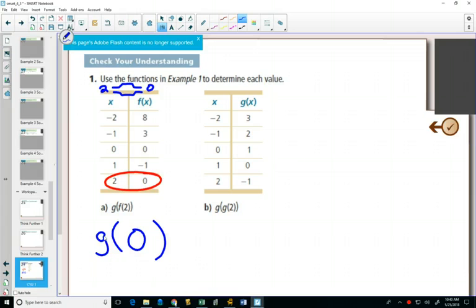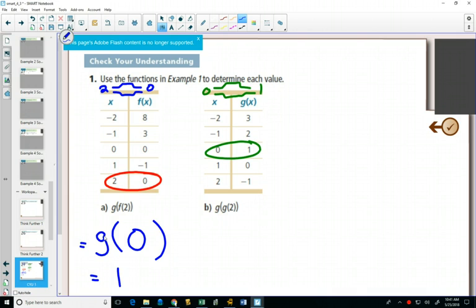And now we have g of 0. So we're going to go to our function that's g of x, and imagine here's our function machine, and say, what happens if you plug 0 into that function? What would come out? And we have that right here. Out would come a 1. So this is equal to 1. So g of f of 2, the composition of those functions, out would come a 1.